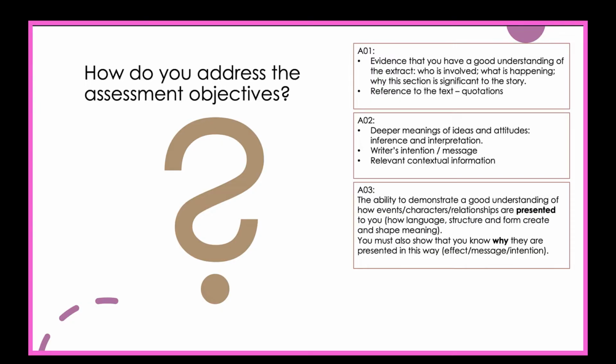And AO3 is the ability to demonstrate a good understanding of how events, characters, relationships are presented. Anything to do with how is your method. So how does language, structure and form create and shape meaning? And then you must also be linking that back to the why. Why is a character presented in this way? Why is an interaction presented in this way? What's the message? What are you supposed to understand?